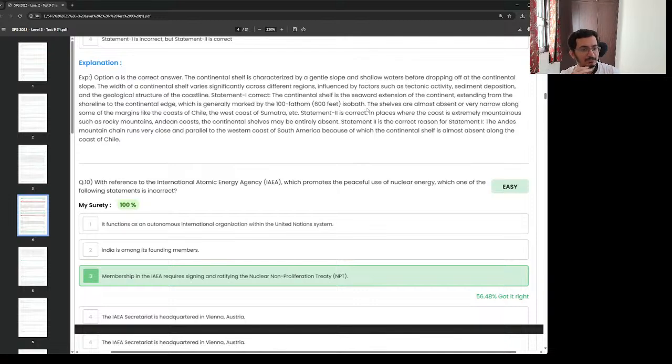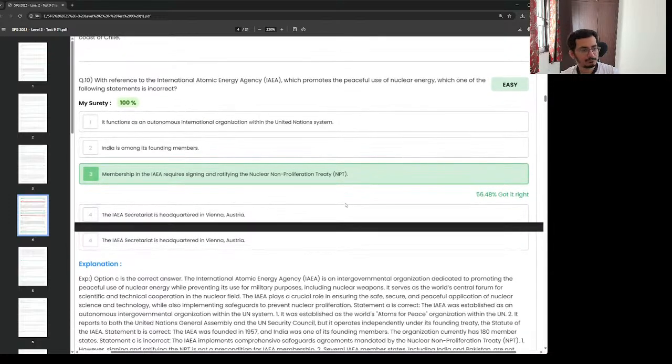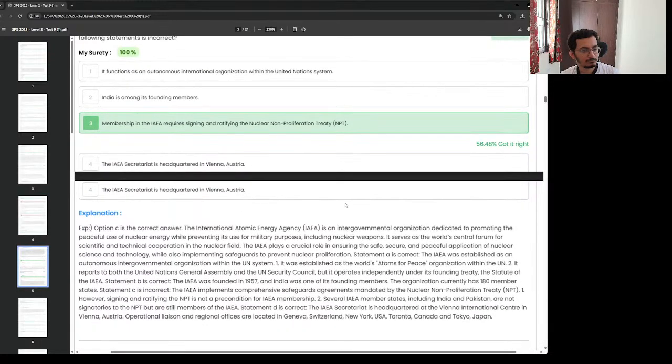Then the reference to IEA, International Atomic Energy Agency, or peaceful. Yeah, that's actually limited to when the camera is constantly on you, you are a bit conscious, and you hope you don't do something weird subconsciously.